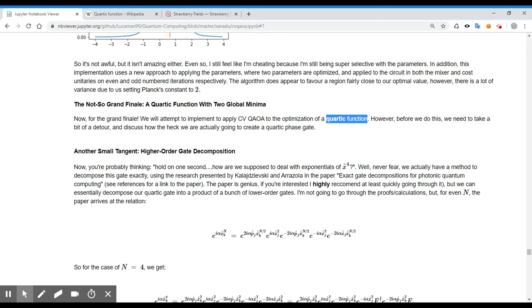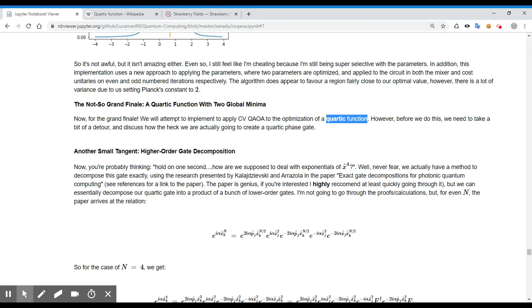Quartic phase gate. So another small tangent, higher order gate decomposition. Now we are probably thinking, hold on one second, how are we supposed to deal with exponentials of this? Well, never fear, we actually have a method to decompose this gate exactly using the research presented by Kalajzic and Arrazola in the paper Exact Gate Decompositions for Photonic Quantum Computing. See references for a link to the paper. The paper is genius.